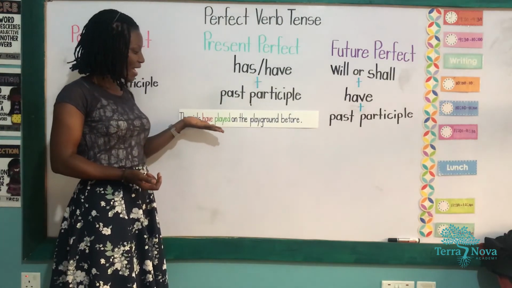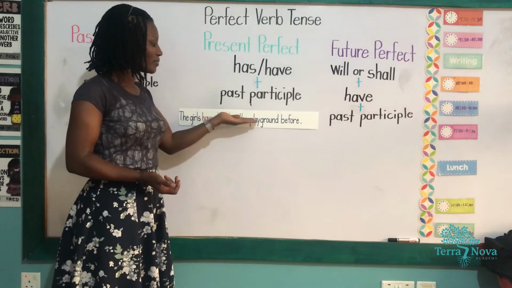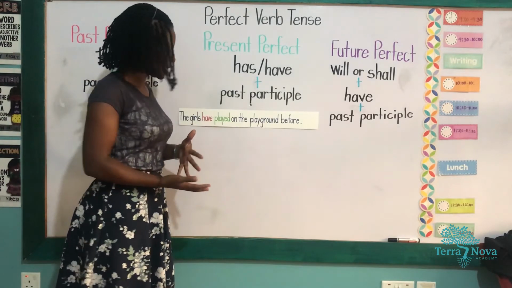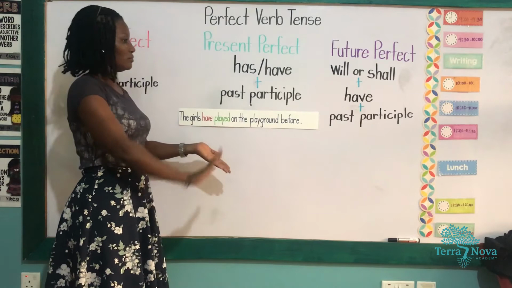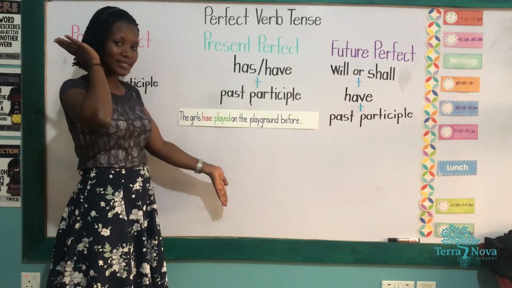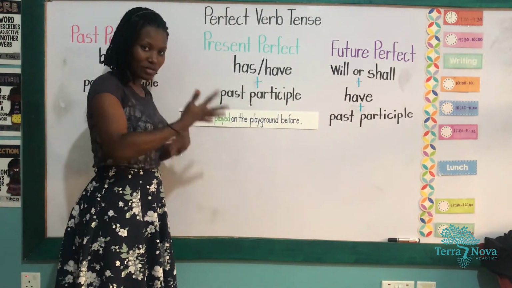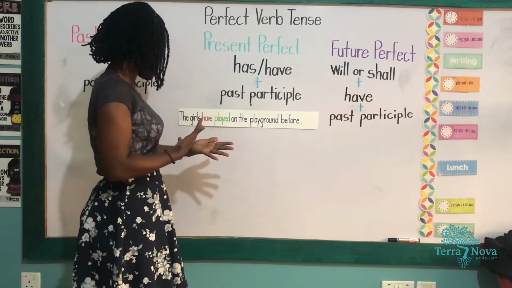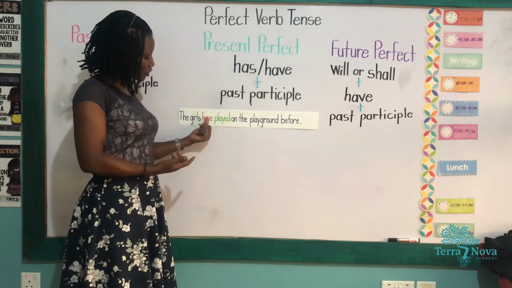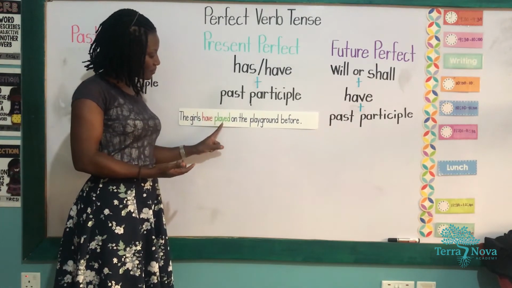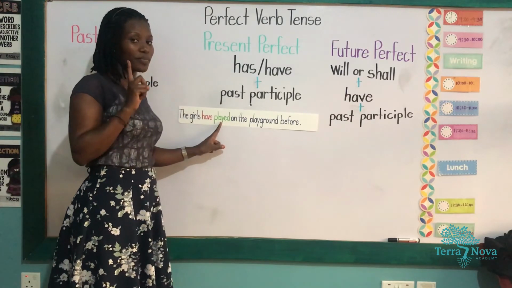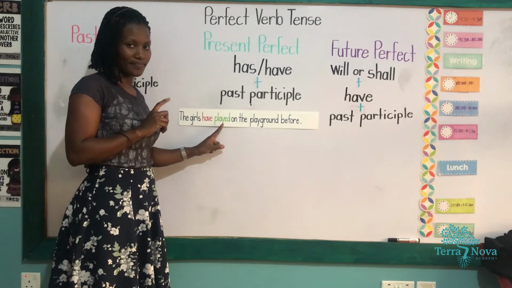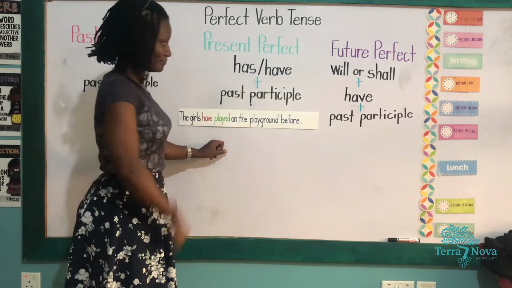The girls have played on the playground before. It means that the playing on the playground happened in the past but is still continuing through the present. We have our must use word, which is have, and played. That comes from our verb, play. Okay?